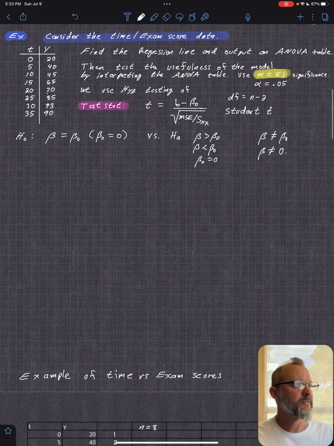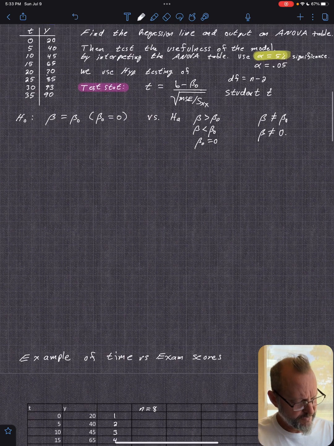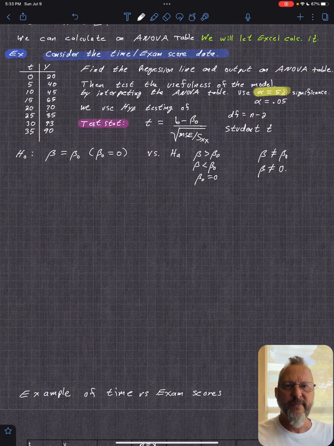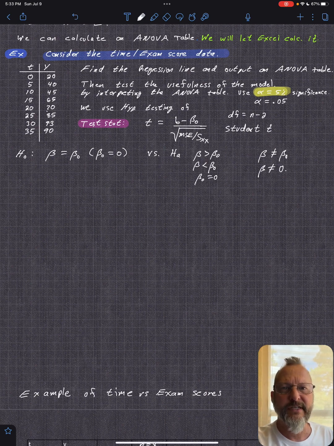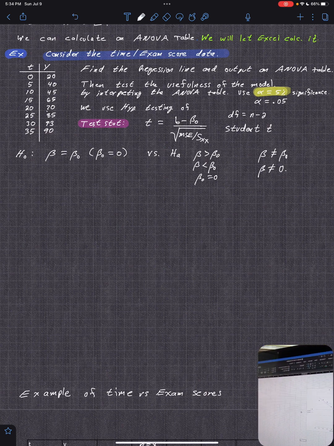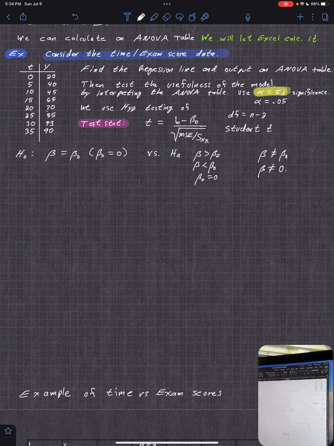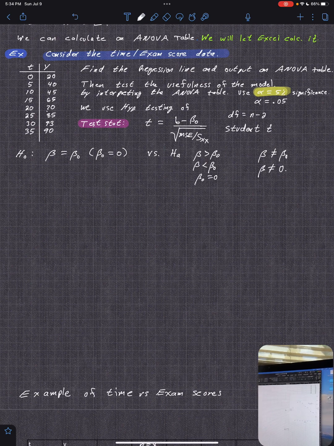Okay, so let's go ahead and do this calculation. I have the output below. I'm going to try and show you the screen here. Let's see if this works. I don't think that's working. All right, maybe that'll work. If not, I'll just talk you through it.